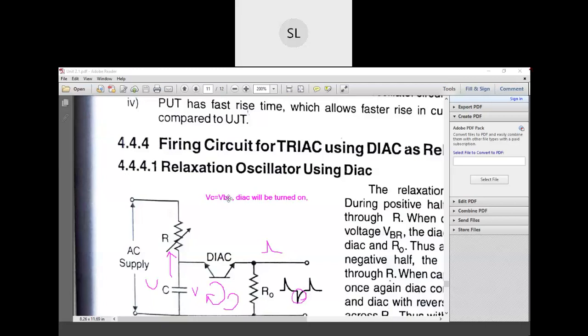So if you observe the diac, the diac characteristic is like this. Either it can be turned on during the positive half cycle as well as in the negative half cycle. Once the voltage across this diac exceeds this breakdown voltage, it will be turned on. That's it. So it will provide you positive as well as negative pulses, which can be used to turn on the SCR.